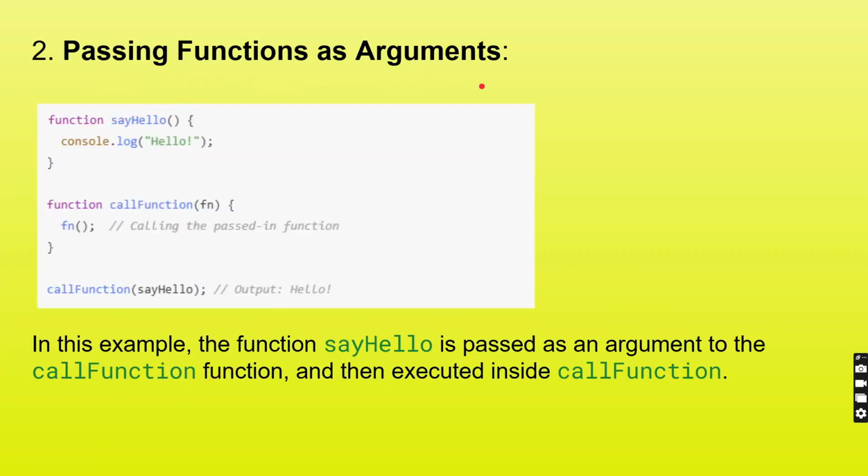Passing functions as arguments. Here we have two functions, sayHello and callFunction. callFunction will take a function. In sayHello, we have a console.log which is printing hello. And when we are calling callFunction, it is expecting a function. That is, we are giving sayHello as a function. So the output is hello. In this example, the function sayHello is passed as an argument to the callFunction and then executed inside callFunction.